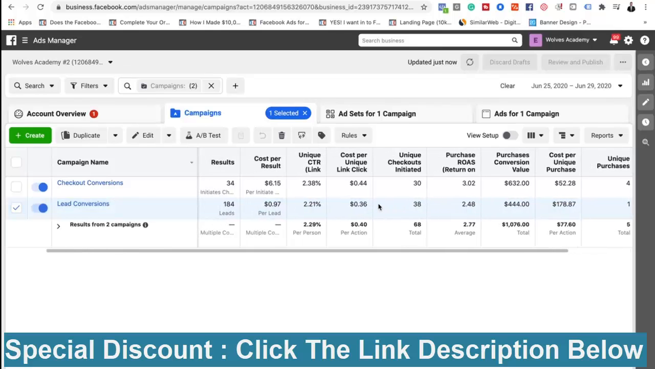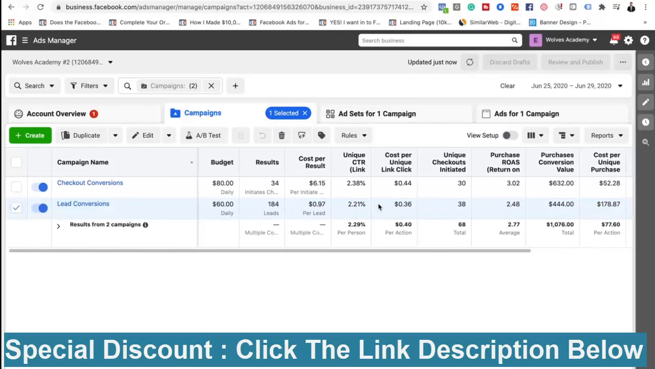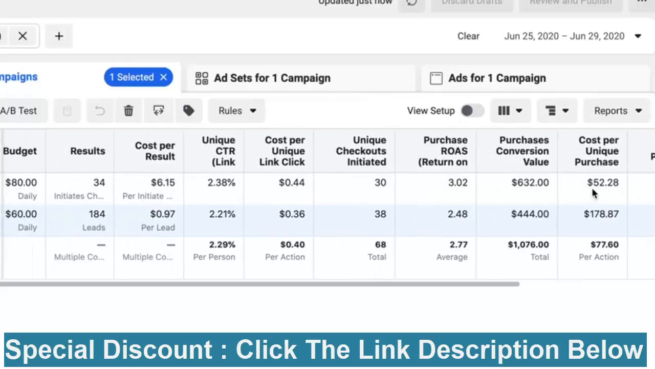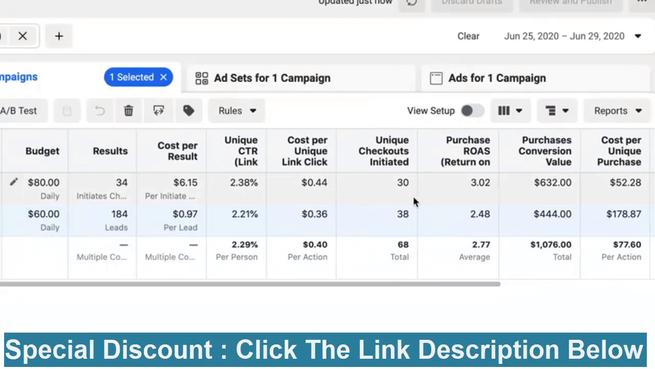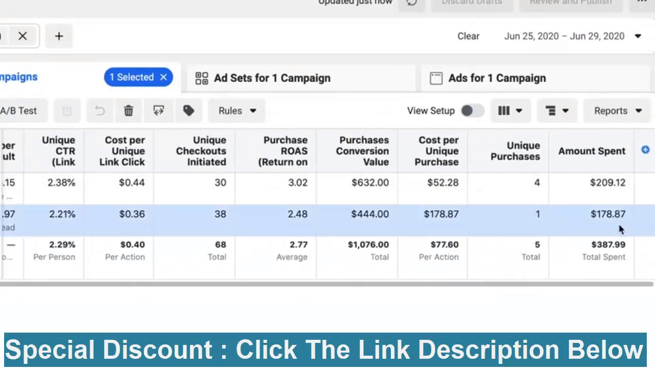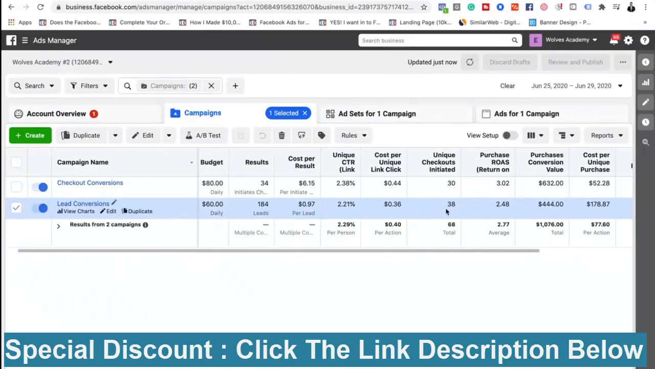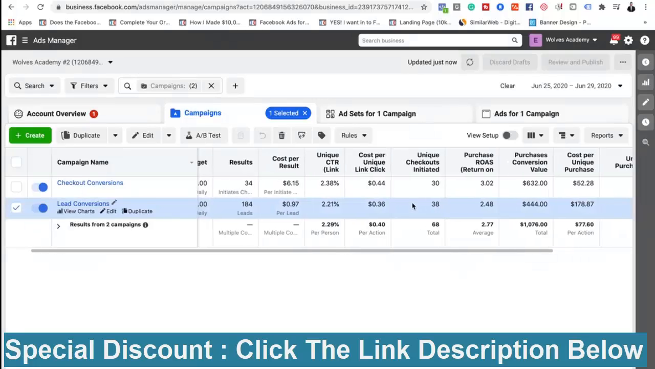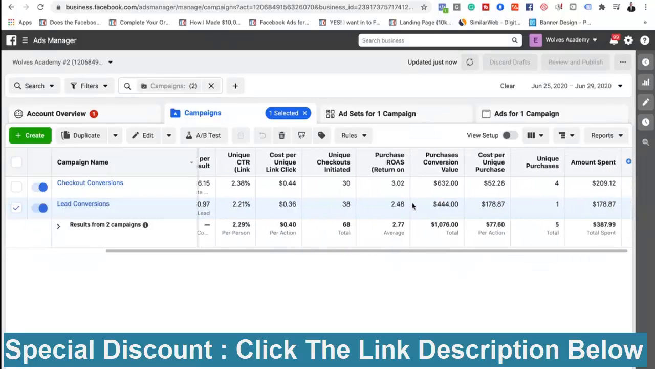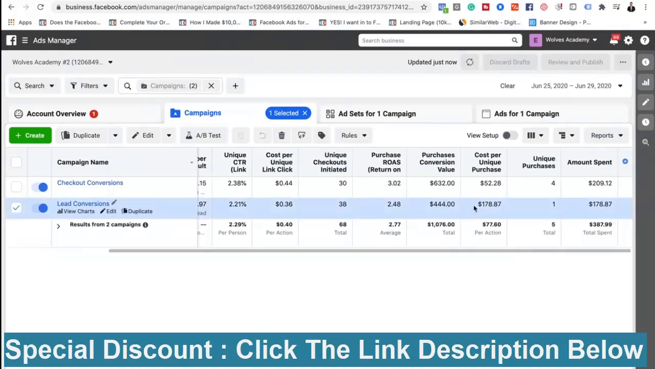Now, if we look here, we currently have the current ad spend $200 over here, and we have 30 unique checkouts, $178 over here, and we have 38 checkouts. So we're getting more checkouts. We're getting pretty decent statistics. The only thing is we're not getting purchases, right? So that's just looking within the data.